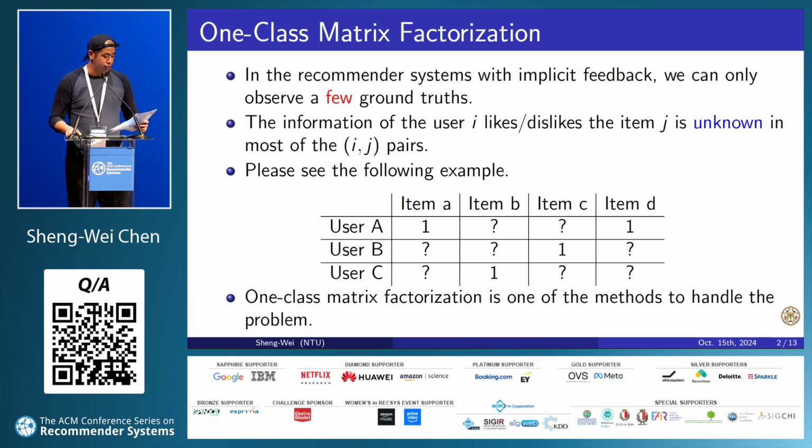Please see the following example. We have user A, user B, and user C, and items A, B, C, and D. We only know the positives in those components, and the others are unknown. Therefore, one-class matrix factorization is one of the methods to handle the problem.